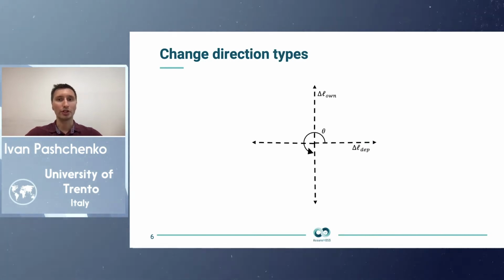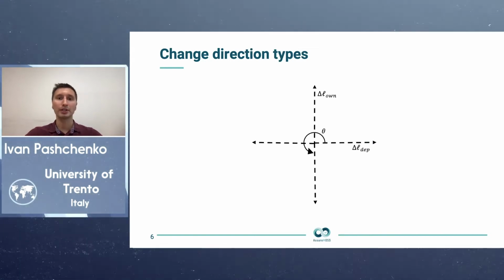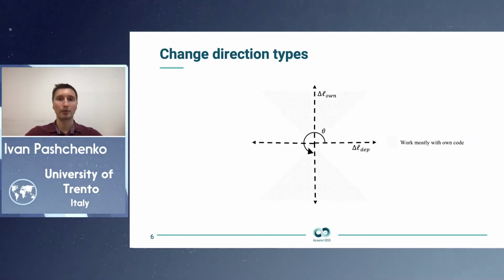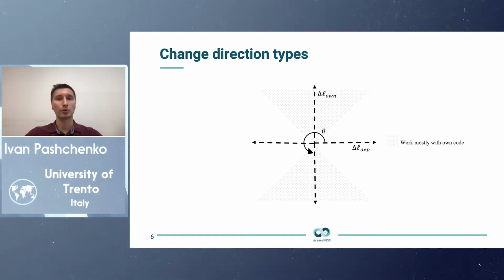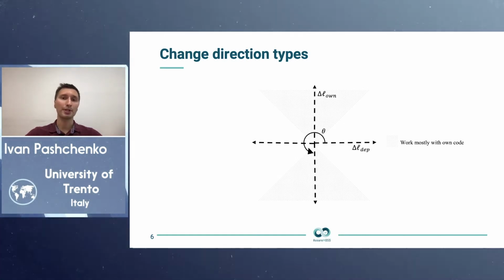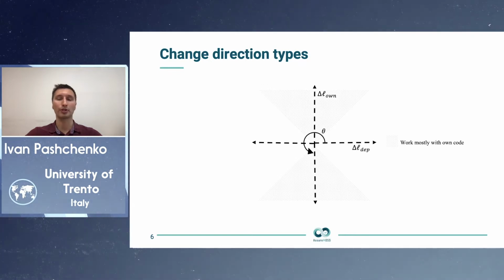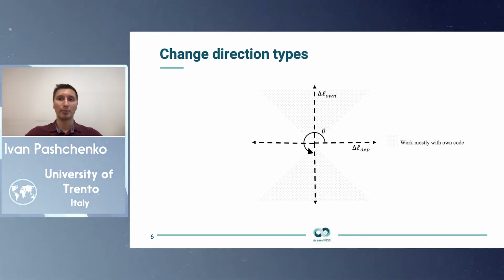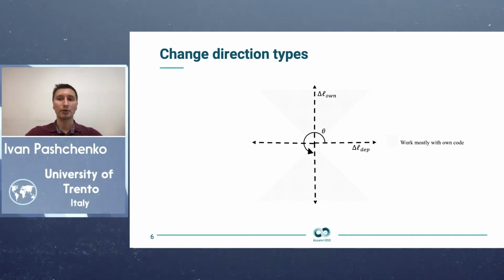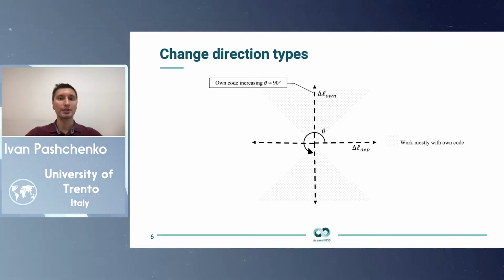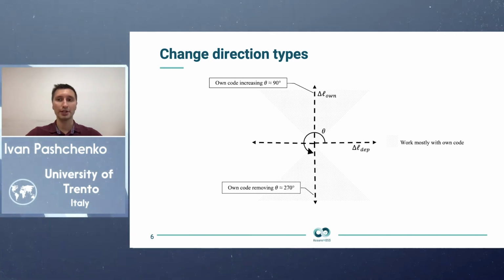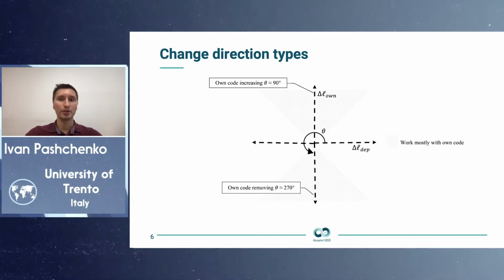Various values of the change direction metric might qualitatively describe developers' actions. For example, if theta is around 90 degrees or around 270 degrees, then developers are mostly working with their own code. By around, I mean plus minus 45 degrees. If the value of theta is around 90 degrees, then the developers increase their own code, while theta values around 270 degrees reveal that developers mostly reduce their own code.